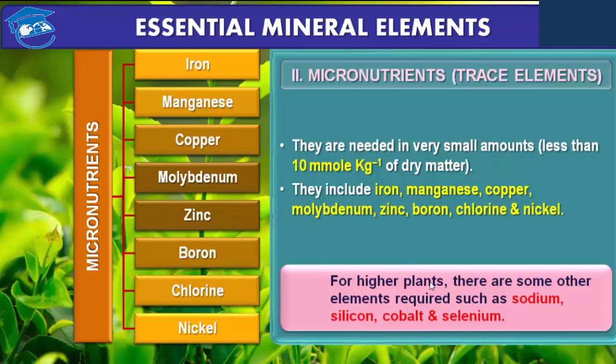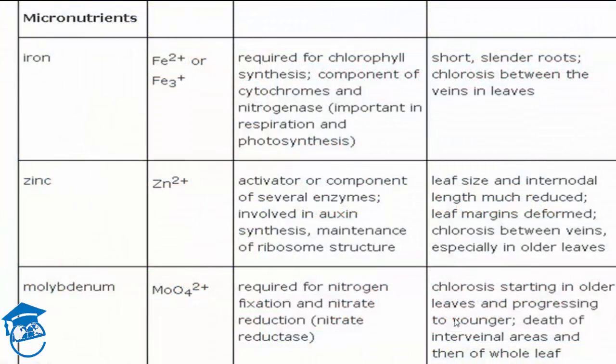For higher plants, there are some other elements which are required, such as sodium, silicon, cobalt and selenium. Let's discuss the micronutrients: in which form they are absorbed, what the role or significance of that particular micronutrient is, and we'll study the deficiency symptoms of the micronutrient.